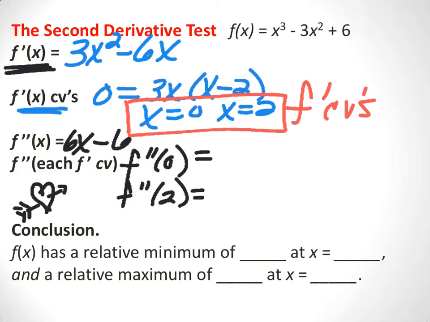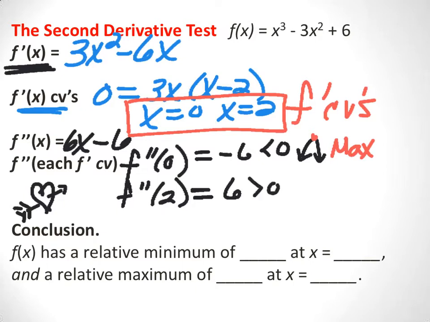So let's substitute 0 into 6x minus 6, which gives us negative 6, which is less than 0, which means the concavity is down, which means we have a max there. And the second derivative evaluated at 2: 2 times 6 is 12 minus 6, which is greater than 0, which means concavity is up, which means here we have a relative min. So we have a relative min when x is 2 and a relative max when x is 0.